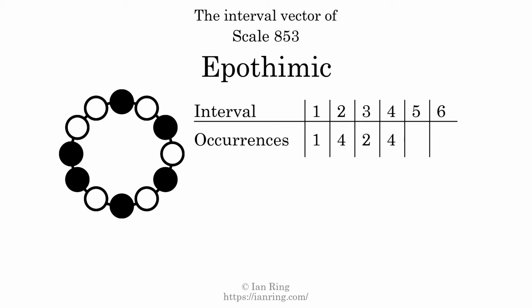There are 4 intervals with a size of 4 semitones. They are here, here, here, and here. There are 2 intervals with a size of 5 semitones. They are here, and here. There are 2 intervals with a size of 6 semitones. They are here, and here. Each interval does not appear in this scale a unique number of times, so this is not a deep scale.